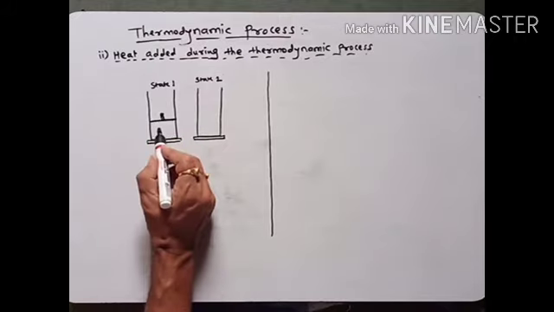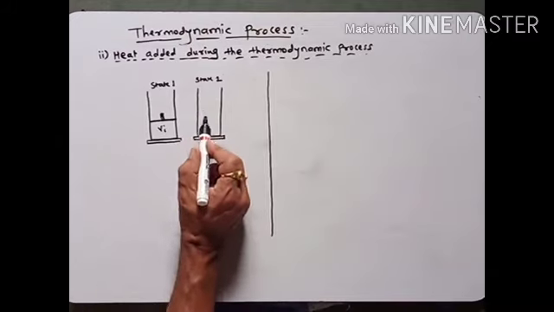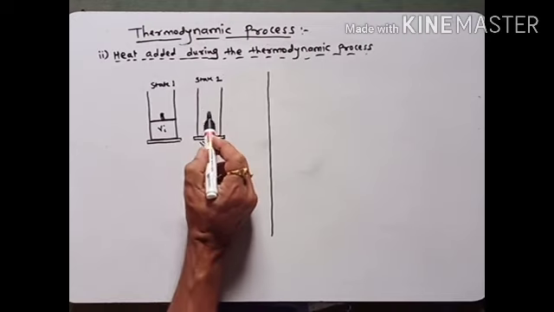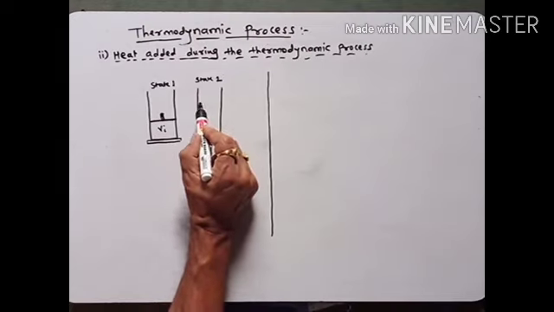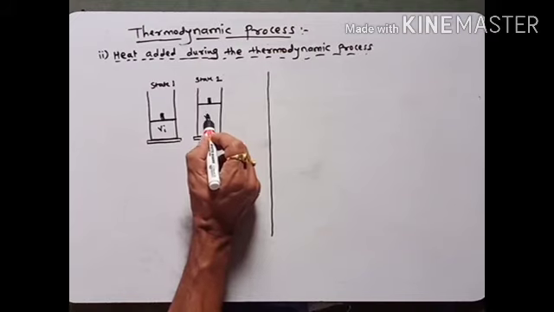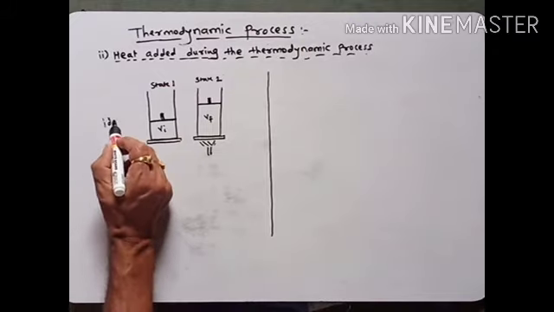Now suppose Vi is the initial volume. Now suppose we heat the gas. Then the piston comes here, and suppose Vf is the final volume. That means there is expansion. Here we consider ideal gas.